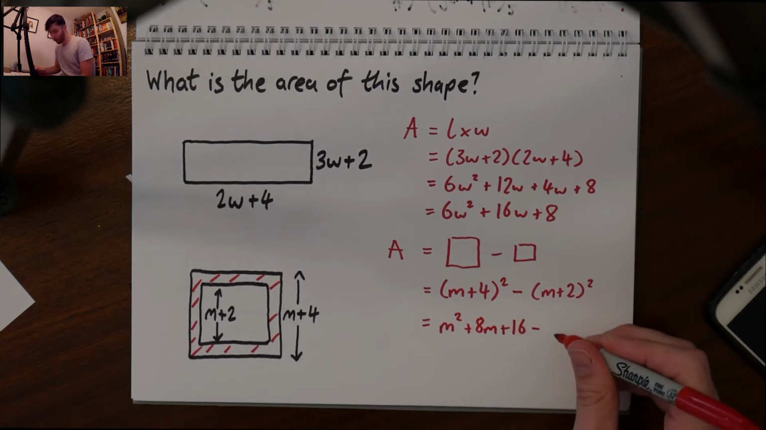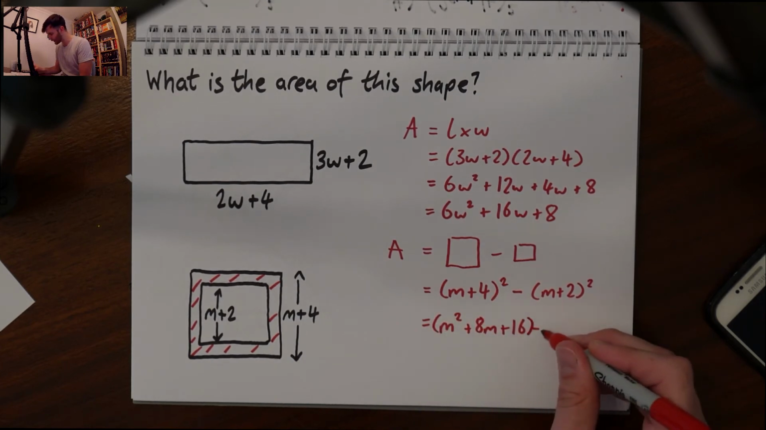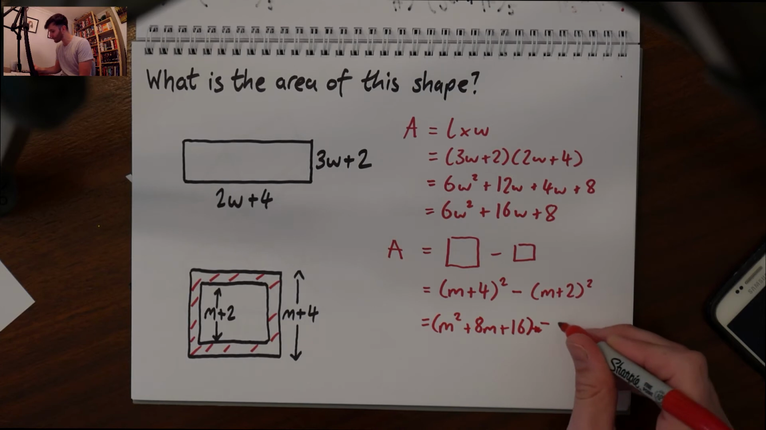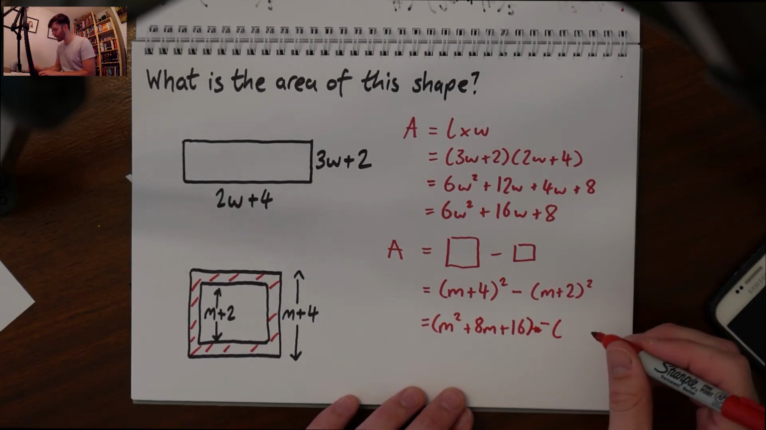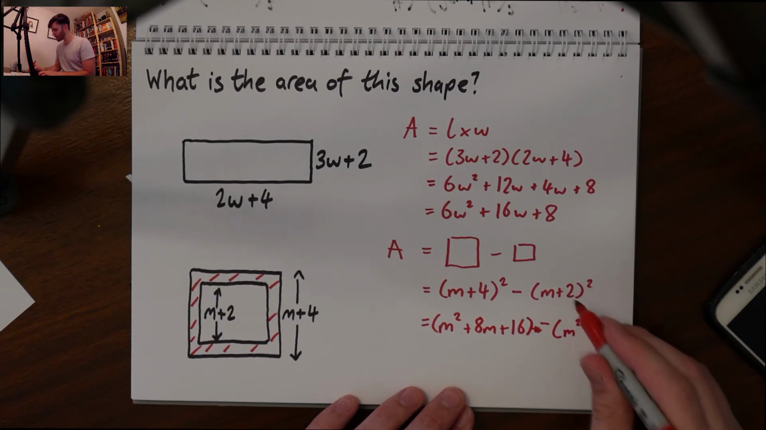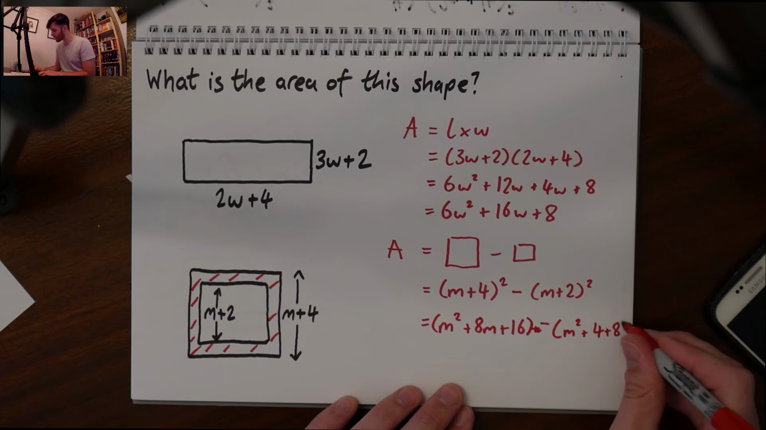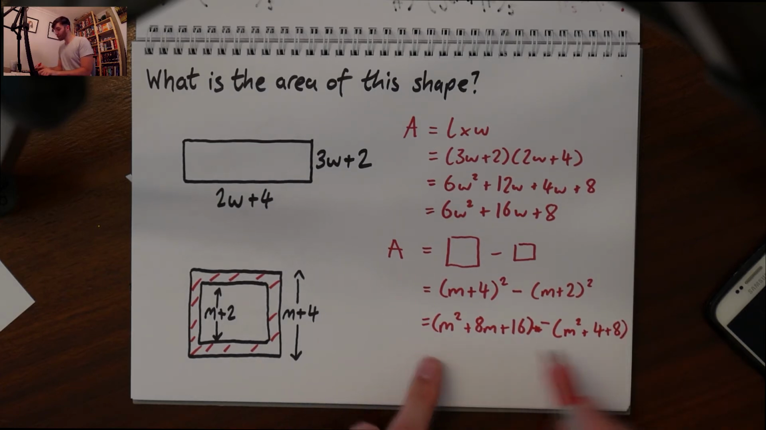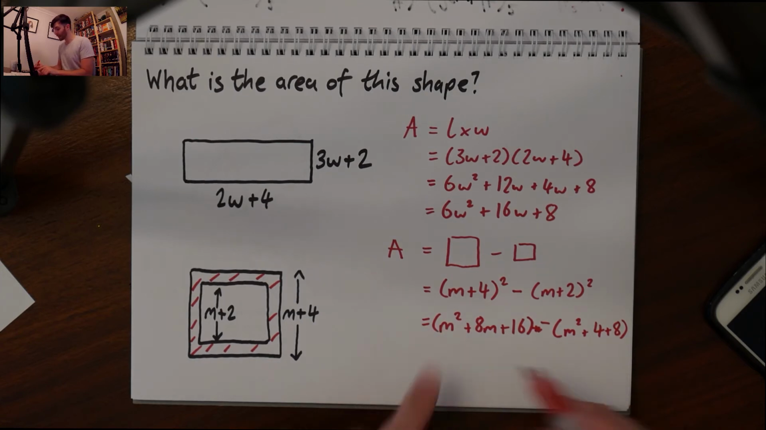Then we want to take away the result of, I'm just going to put brackets to illustrate the point, because we want to take away everything that's in the next set of expanded brackets. So m times m is m squared. 2m plus 2m would be 4m. And then 2 times 2 would be 4. So we've got everything in this first bracket, and we want to subtract everything in the second bracket from that. So m squared take m squared is nothing, that cancels out.